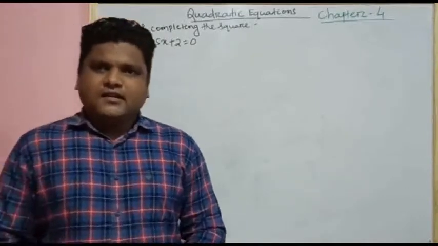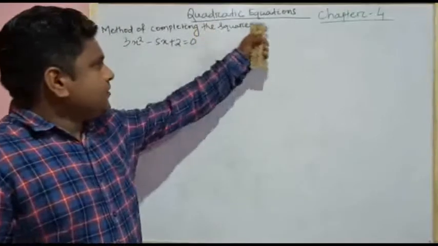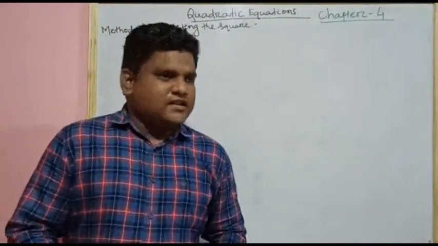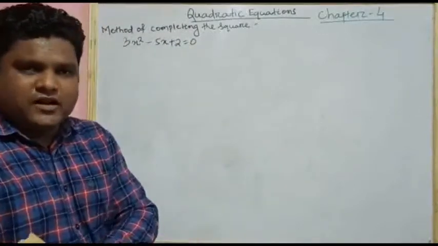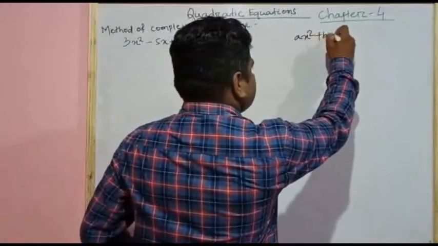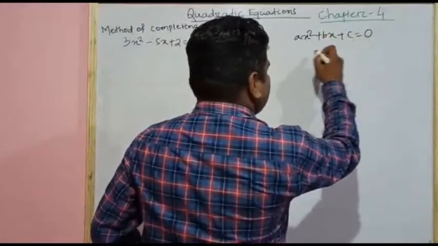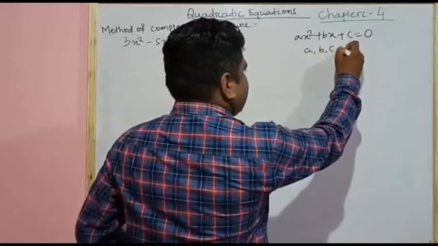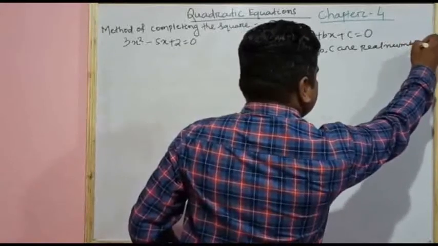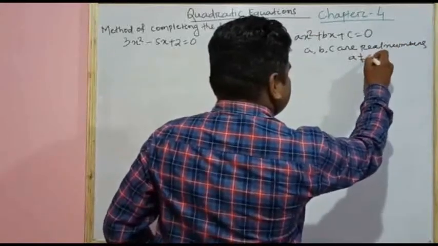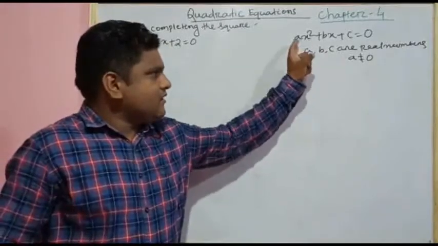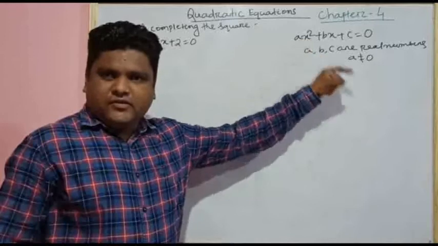Today we will learn quadratic equation, that is chapter 4 from your NCERT book class 10. What is a quadratic equation? The general form of a quadratic equation is ax square plus bx plus c equals to 0, where a, b, c are real numbers and a is not equal to 0. This is a necessary condition for a quadratic equation.